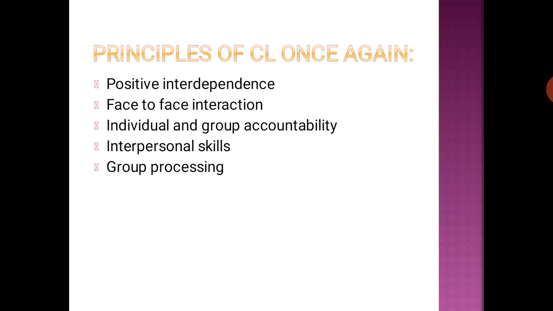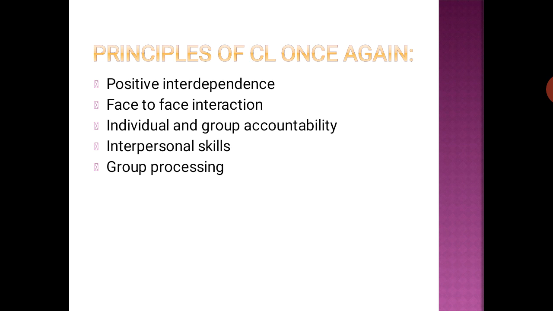So many things are there. Face-to-face interaction. Then individual and group accountability. I told you, the individual's deeds or actions are responsible for the group's success or failure. So the individual is responsible for his own learning and the group's learning. Make the students understand that they are responsible for doing all these things, so then they will be very alert and cautious.